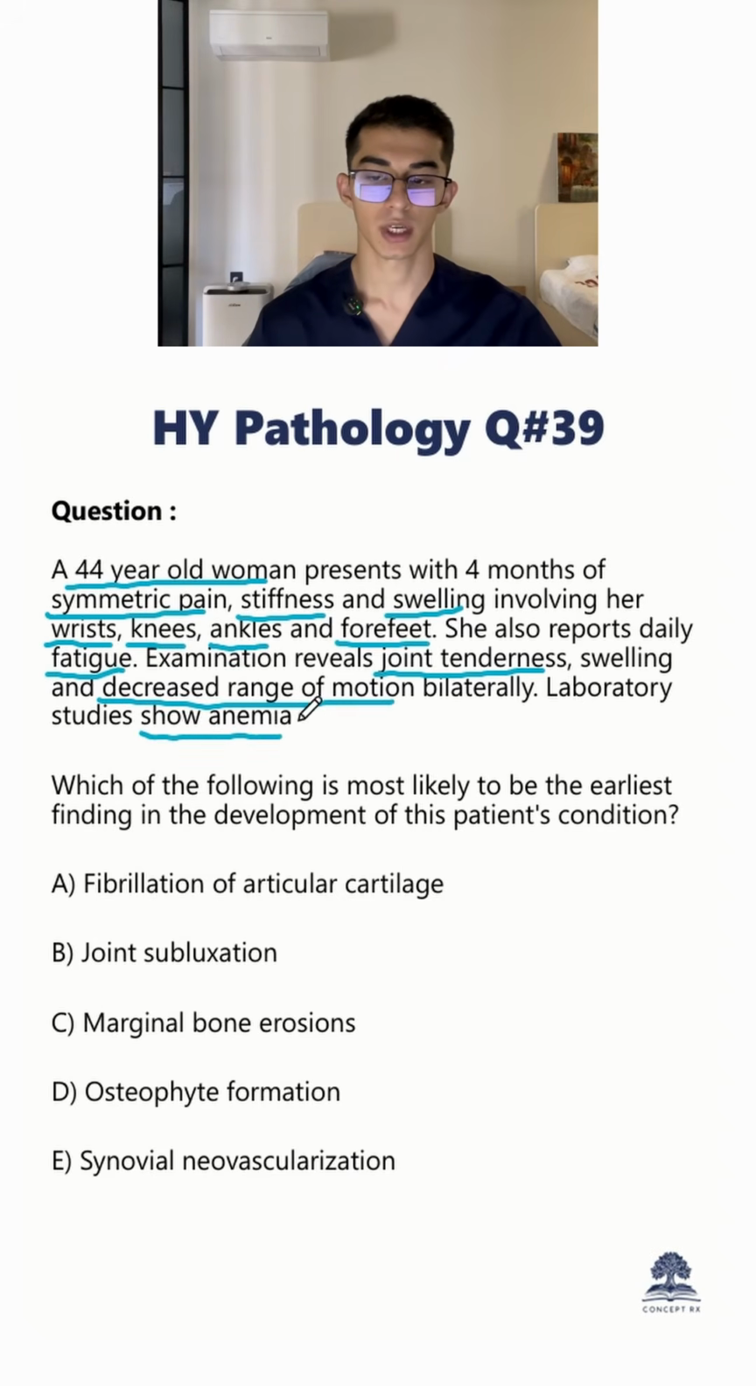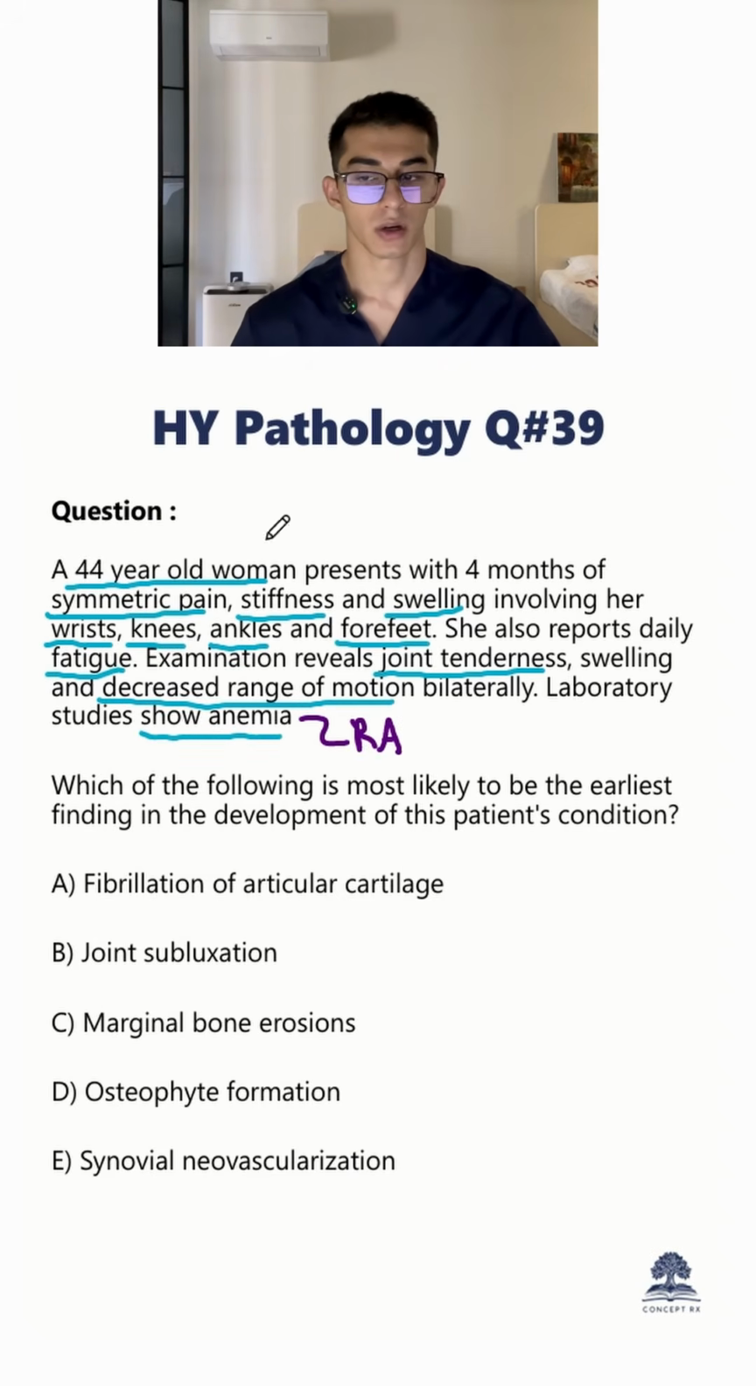This is a classic presentation for rheumatoid arthritis, where you have a younger to middle-aged woman with symmetric joint pain, the swelling, and usually some sort of hematologic problem. And the question is asking which of the following is likely to be the earliest finding in the development of this patient's condition.